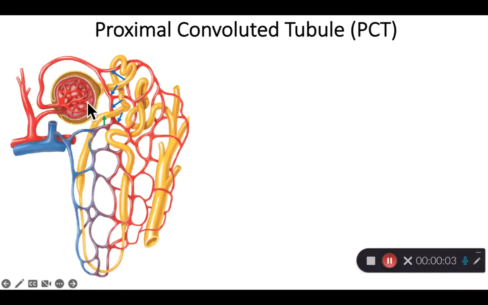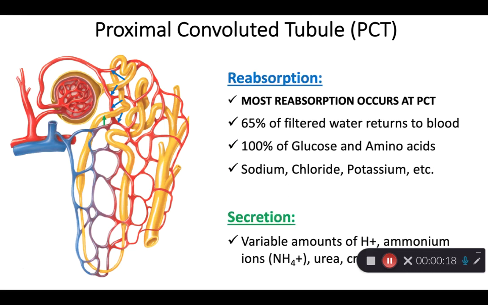Okay, the process of filtration has occurred. We've filtered out water and solutes. That water and solutes we call filtrate, which you could think of as kind of a pre-urine. It enters the proximal convoluted tubule. So what occurs at the proximal convoluted tubule? Well, we have the next two processes occurring.